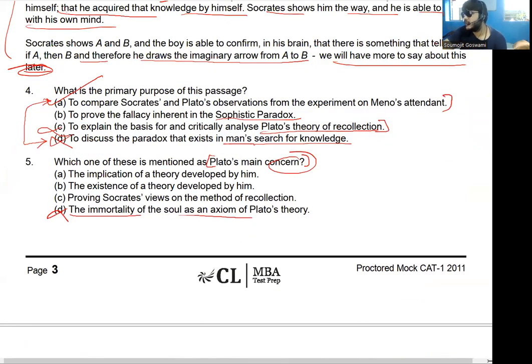So let me take a different color. Proving Socrates' view, he's not proving anything, so that goes out. Existence of a theory developed by him goes out. The implication of a theory developed by him, okay, is this even sounding? Proving Socrates' views on the methods of recollection: we are not proving any views. We're just happy that there are methods. How to apply them, we're not really concerning ourselves with it. All right.